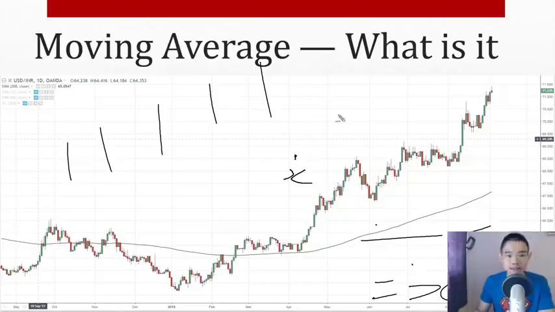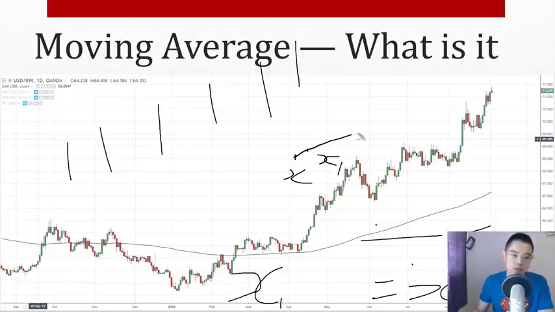Let's say another candle is formed, the 6th candle. Again, what you'll do is you'll take the 5 recent candles from here all the way to here and then divide by 5, and let's say this time around you get X1. Then you draw another dot on your chart. You do the same thing, you get X2, 3, 4, 5, and what the tool does is just connect the dots, and that's how you get your moving average on the chart.